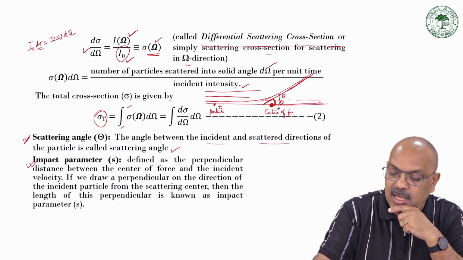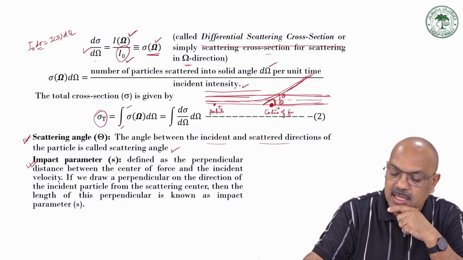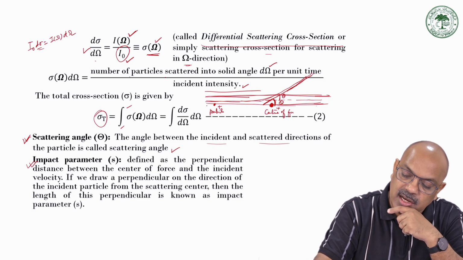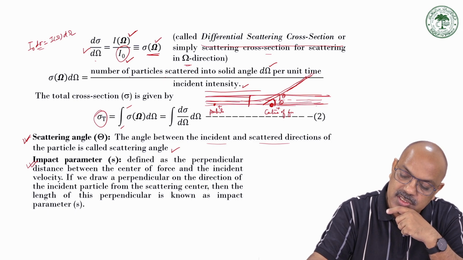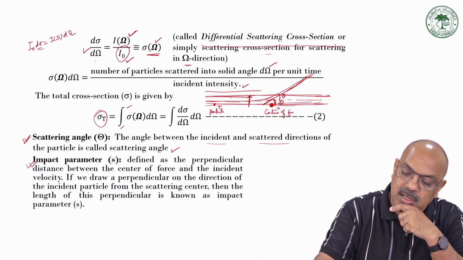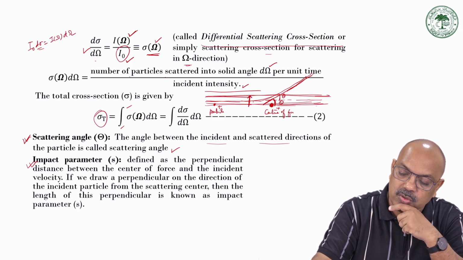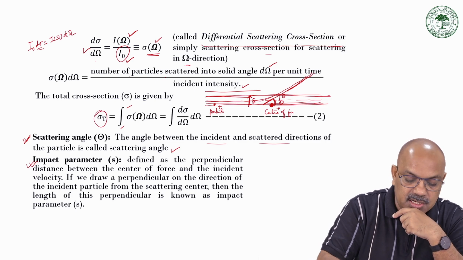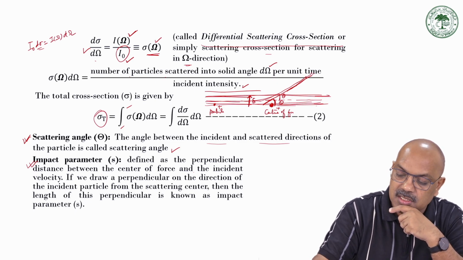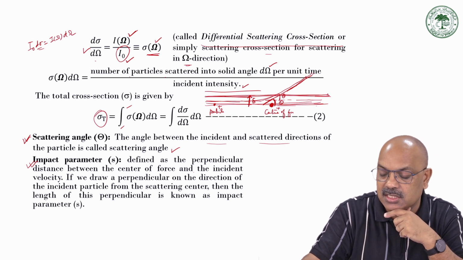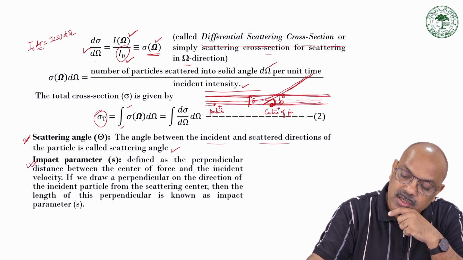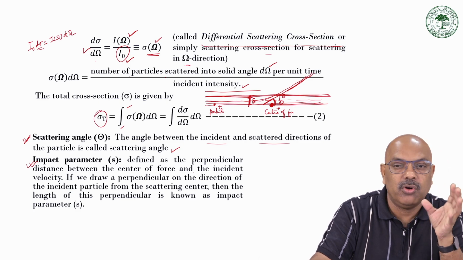So if you draw a line from the scattering source perpendicular to the direction of this particle, this is going to be the impact parameter s. It is defined as the perpendicular distance between the center of the force and the incident velocity. So the velocity direction is like this, and if you draw a perpendicular from the center to the incident direction, this distance is going to be the impact parameter.